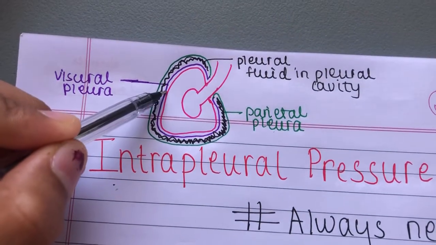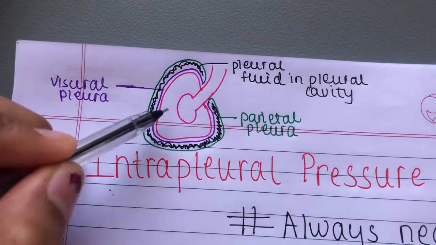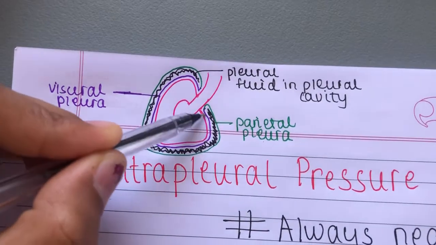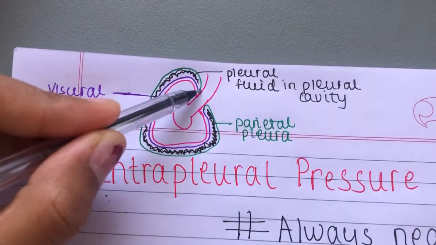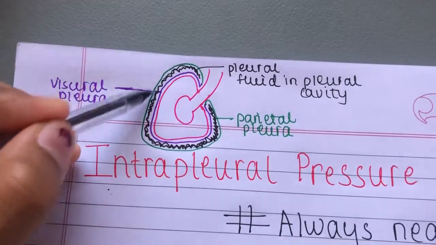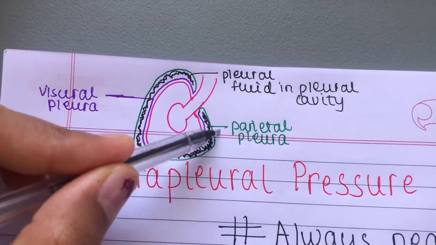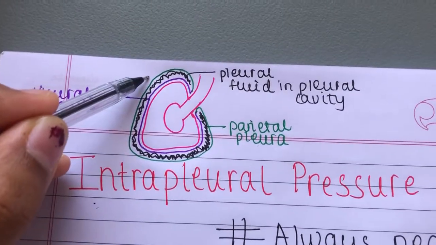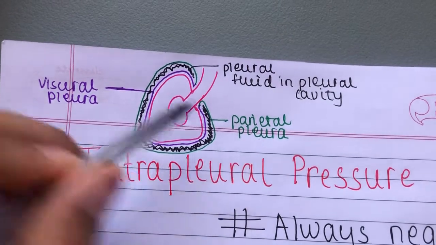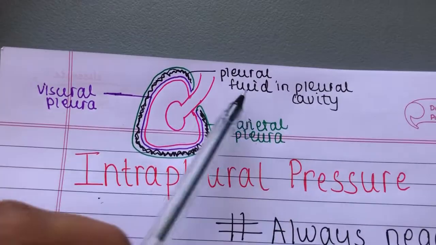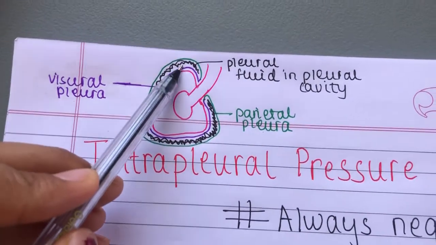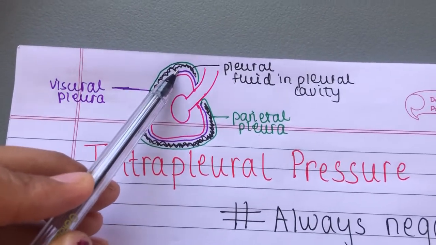Now you can see this purple one, it is the visceral pleura. The visceral pleura is attached to the lung surface. Surrounding the lung surface is the visceral pleura, and the parietal pleura is attached to the chest wall cavity. Throughout the chest wall cavity, the parietal pleura is attached to the inside of the chest wall cavity. And the space between the visceral pleura and the parietal pleura is called the pleural cavity, which is filled by a fluid, that is pleural fluid. Now this is the space where intrapleural pressure is generated.